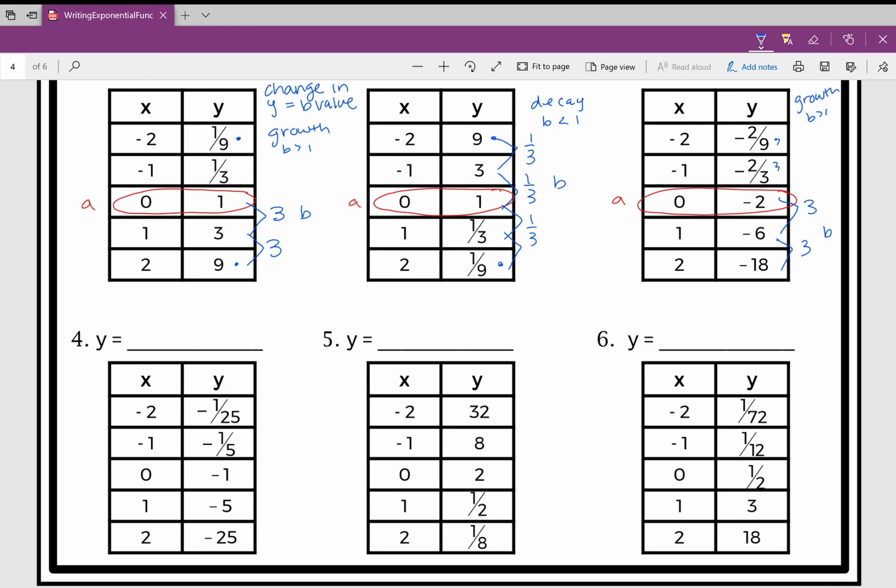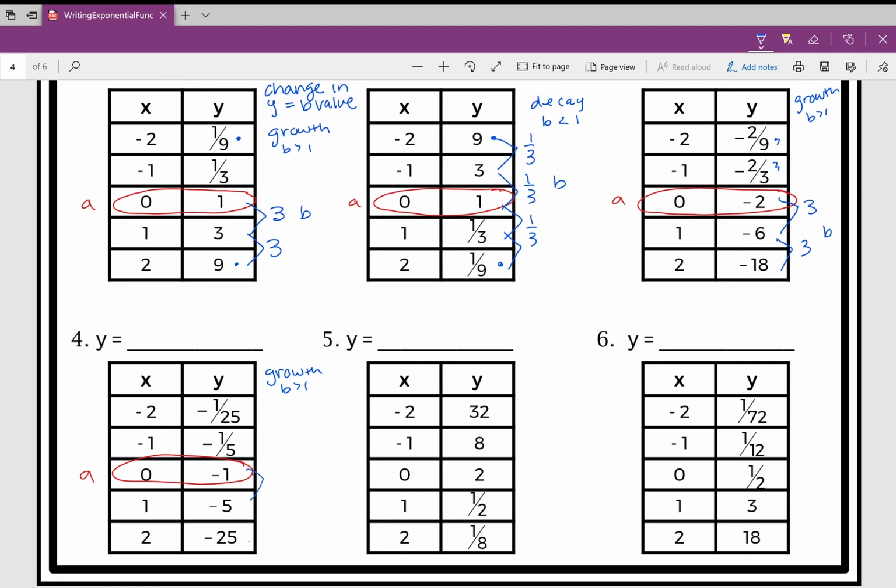Okay, so first, let's find our a value. Remember, our a value is our y-intercept, and our y-intercept is right here, so this is a. Then we have to find b. So looking at this table, let's start here where there's not any fractions. So from -1 to -25, this looks like this is going up, so it's a growth. And this is going to be where b is greater than 1.